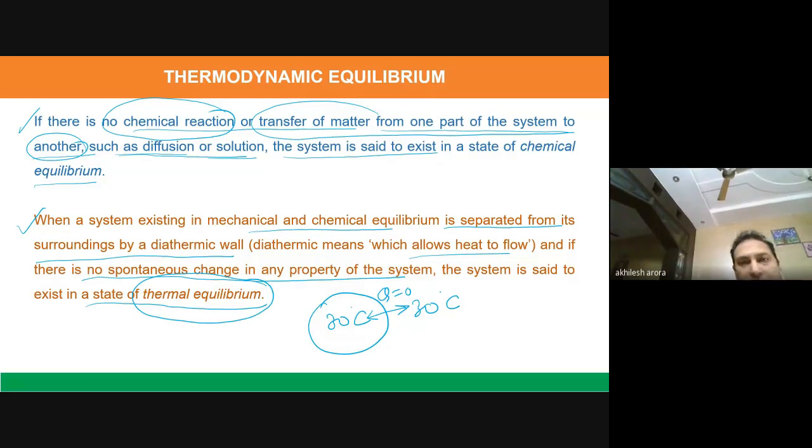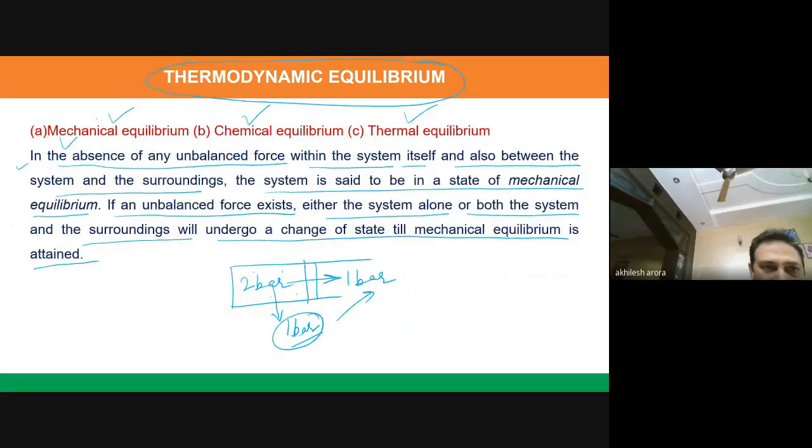So when the system is following the three conditions, the first is mechanical equilibrium, the second is chemical, and the third is thermal equilibrium, then the system is said to be in thermodynamic equilibrium.